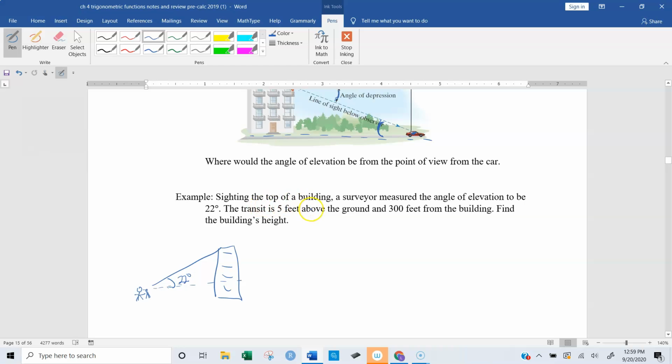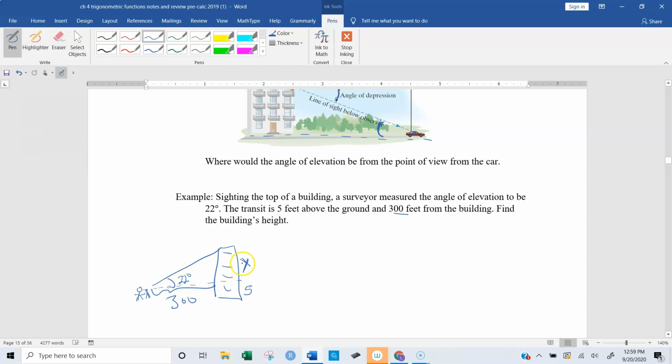The transit is 5 feet above the ground. Well, the transit's the little thing he looks through. So whatever this height is, I have to add 5 to it. That's how high he is. And 300 feet from the building. So from where I'm looking to the building is 300 feet. Find the building's height. So I need to find x and then add 5 to it.